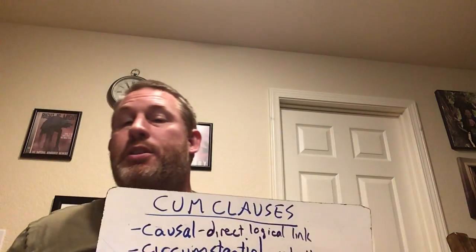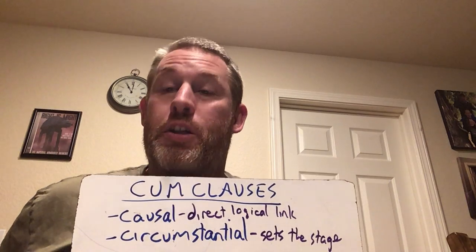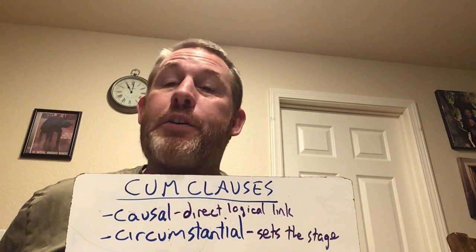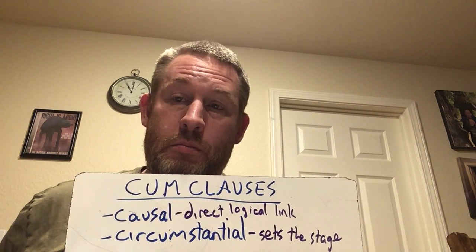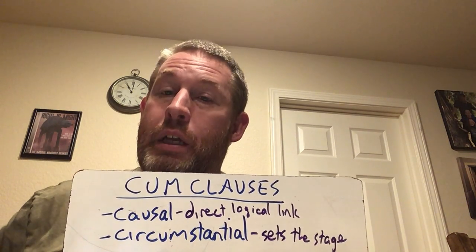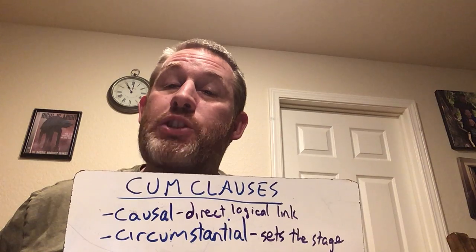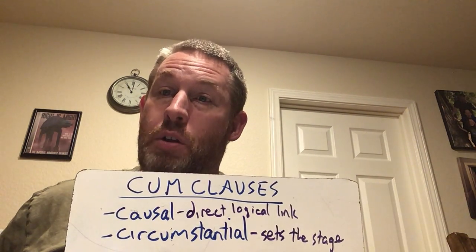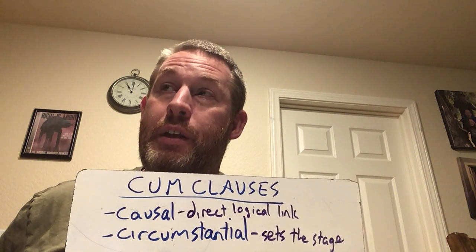All right, now that you've finished copying the charts, let's talk about the grammar, about how it works, okay? I told you there were 3 uses of it. The first 2 uses are both for cum clauses, all right? So the subjunctive being used in a cum clause, okay? There is the causal and there's the circumstantial. So the causal, cum causal, means that there is a direct logical link between the cum clause and the indicative clause.